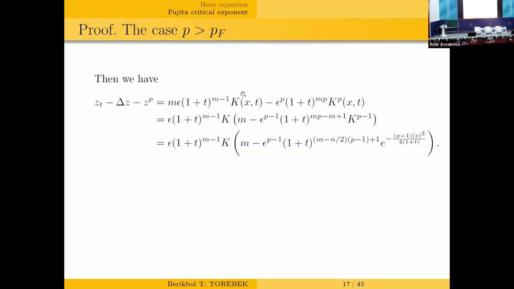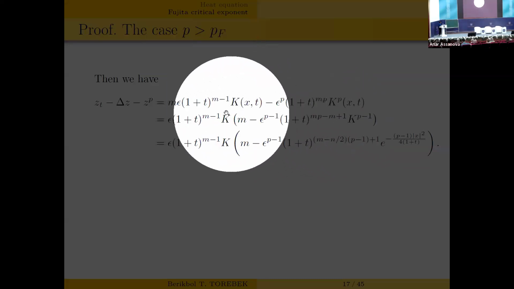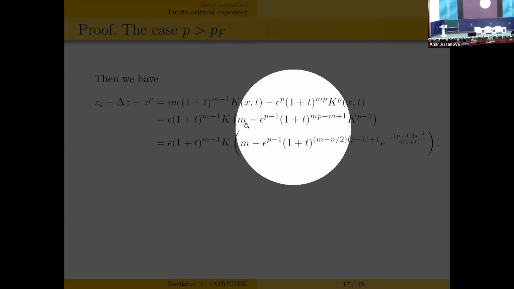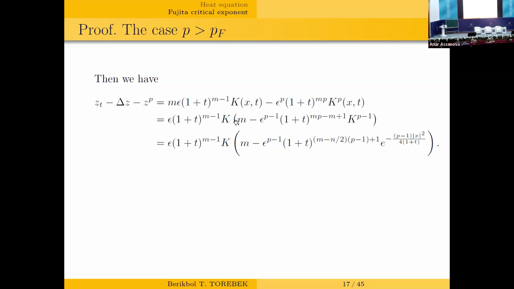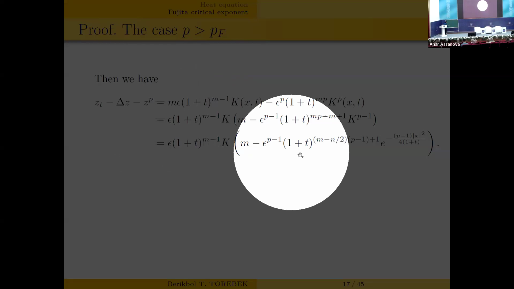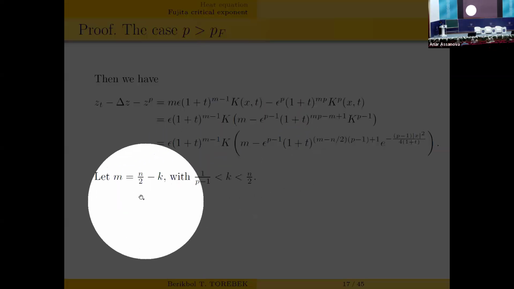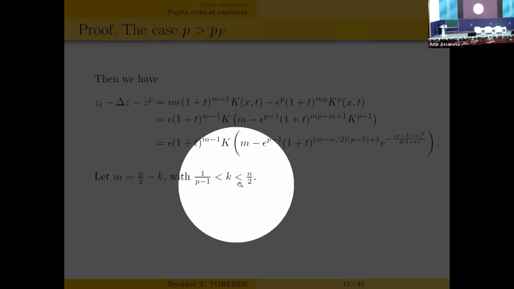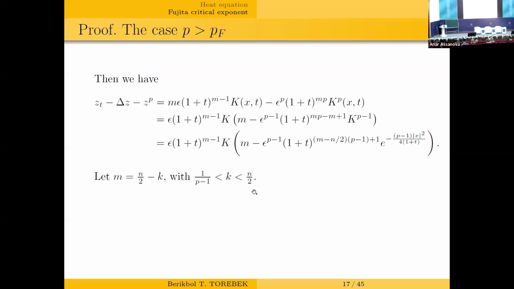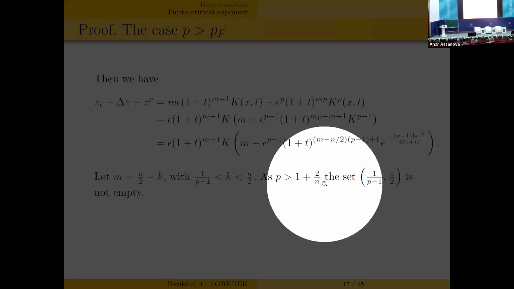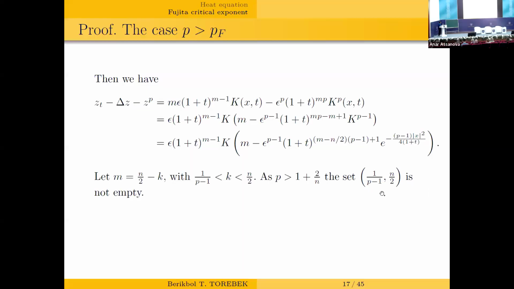And finally, we have this expression, and from here we can get this kind of expression. And finally, we have this one. And from here, if we choose m as n divided by 2 minus k, where k is from this range, then as p is greater than this number, 1 plus 2 divided by n, this interval is not empty.